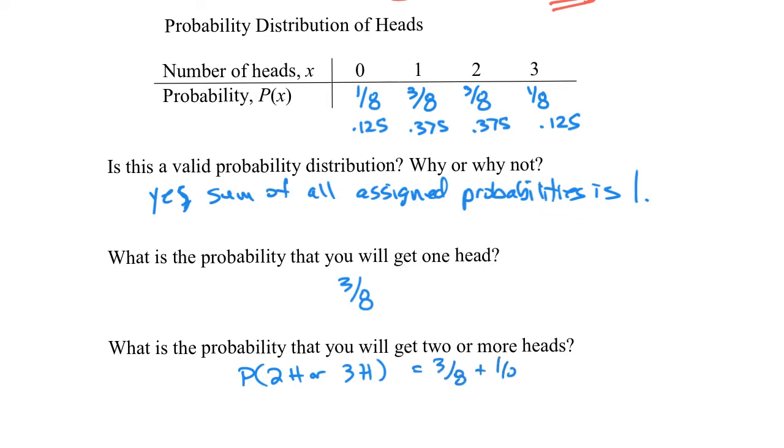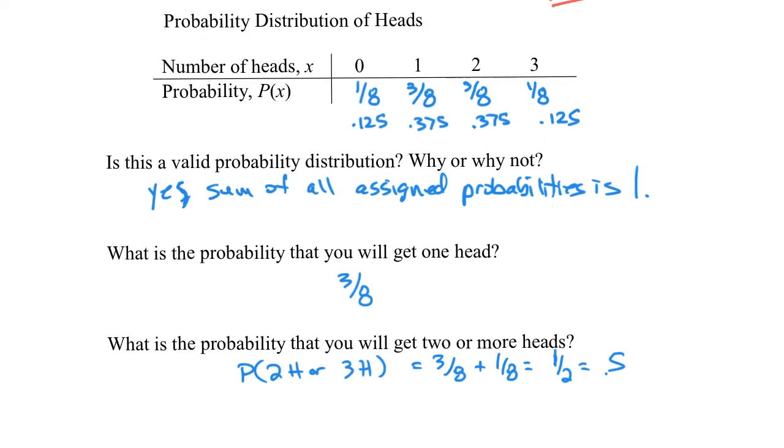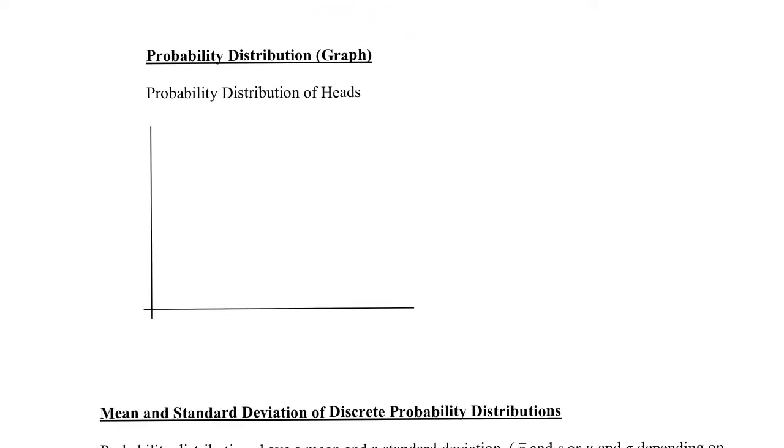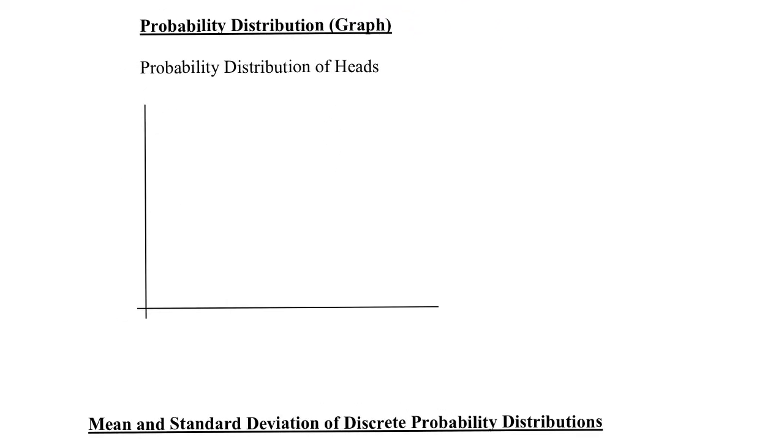3/8 plus 1/8, which is 4/8, or 1/2. Or for the decimal fans, 0.5. Now, I know what you're thinking. You're thinking, well, Kurt, that's great seeing that probability distribution table, but I sure would like to see a probability distribution graph. I know, we get that all the time. So let's take a look over here and see what a graph looks like.